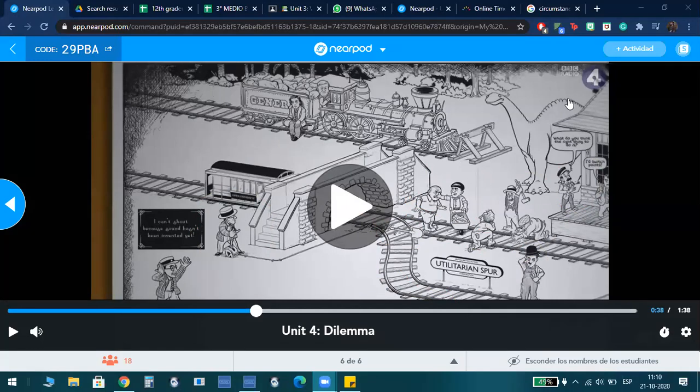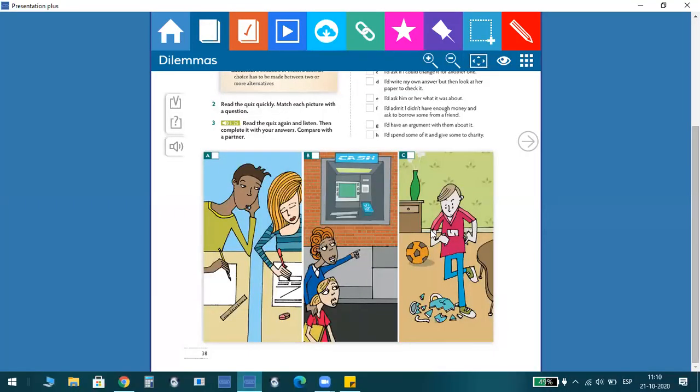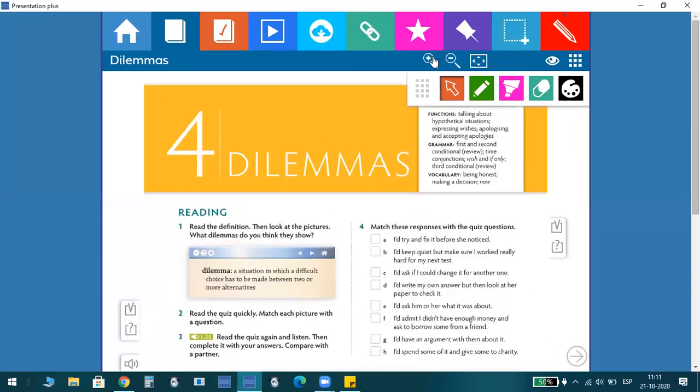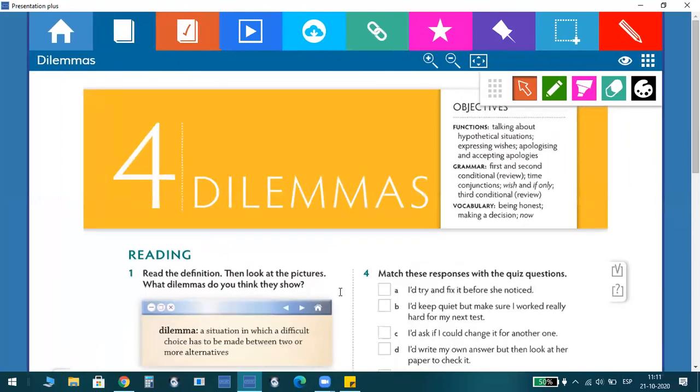This dilemma is one of the many that we're going to see. Not today, but in other classes. I'm going to change now to the book. I'm here on page 38. And just like the unit's name, we have here a definition of dilemma. Let's see if it gets close to what you guys said.